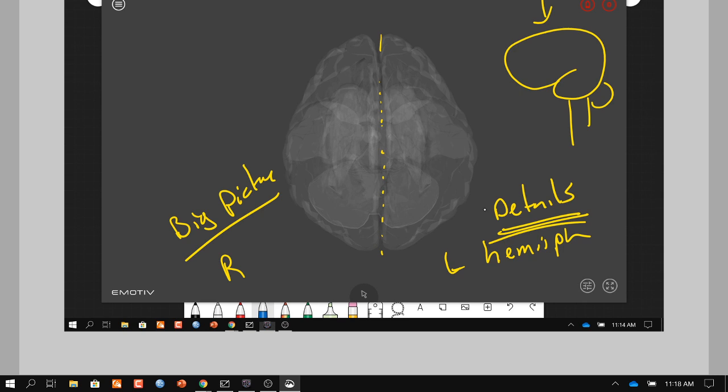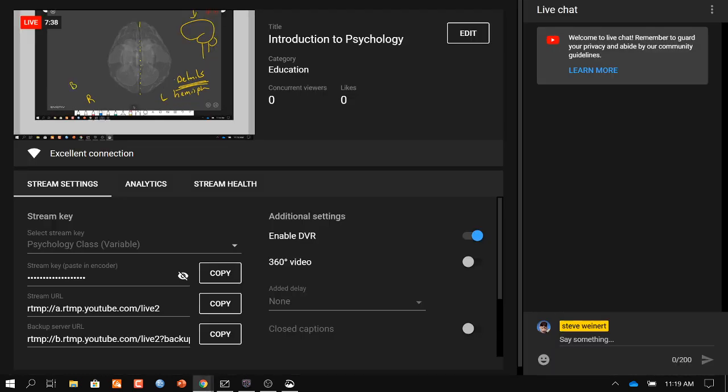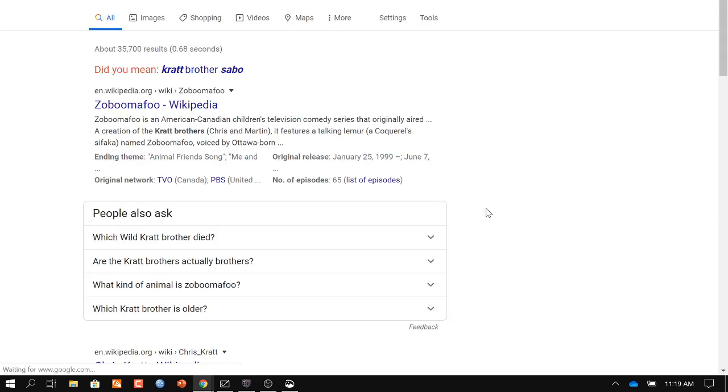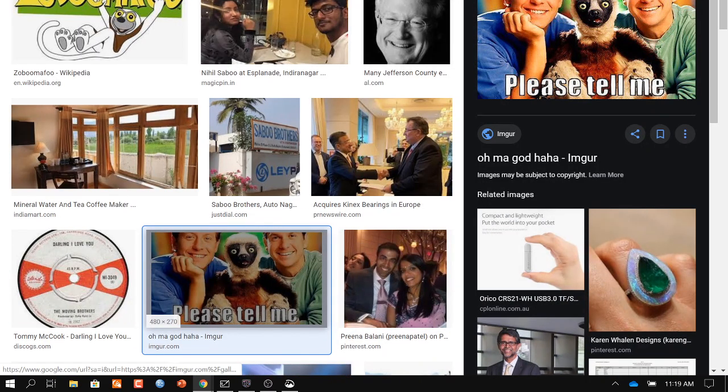So in my cognitive class right before this one, we're talking about the brain, but we're talking about it completely differently in that class. So the right side, when you look at a picture, like if I put up a picture of, let's go Zaboomafoo. Who knows what I'm talking about? There's a great picture.